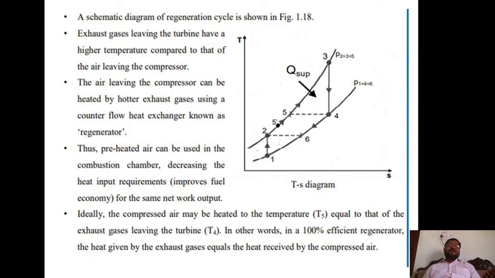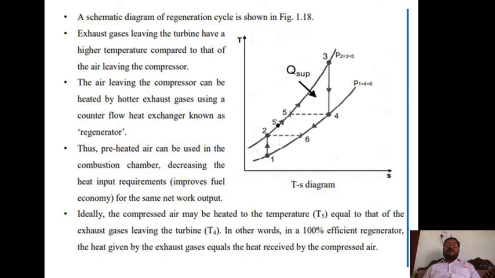In the TS diagram, as you all know, 1 to 2, 2 to 3, 3 to 4, 4 to 1 is the closed Brayton cycle. All these processes are reversible, and the heat is supplied. Let us discuss the different processes. 1 to 2 is isentropic, because entropy is the same. 2 to 3 is the constant pressure heat addition, 3 to 4 is again isentropic, and 4 to 1 is the constant pressure heat rejection process, as you all know.